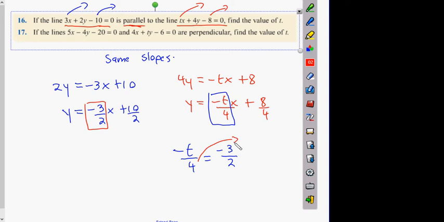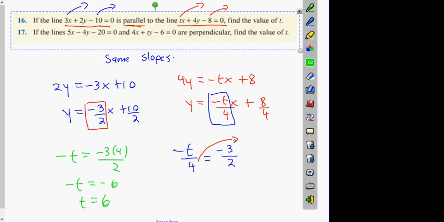Or what we could have done, I suppose what we've been doing recently, is you can cross multiply it and you can get that minus t equals minus 3 multiplied by 4 all over 2. Minus t equals minus 6. T equals plus 6. That's the cross multiplication method where you bring the 4 up to the top, right?